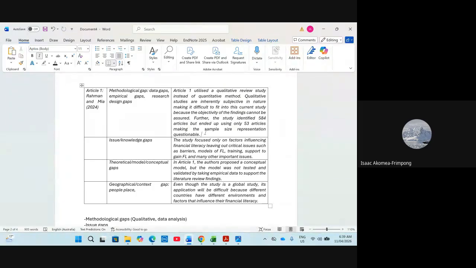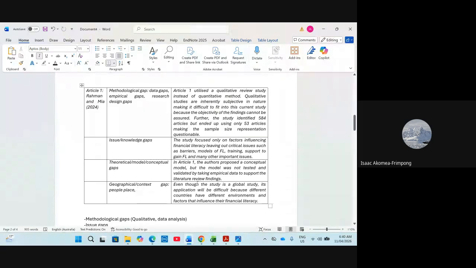Find fault with it. Another issue I saw with the paper is that in this article, the authors proposed a conceptual model, but the model was not tested and validated. Even though they have presented a conceptual or theoretical model in the paper, there's no test. So I don't know whether the model is good or not, or whether it was okay for them to put it in there or not. So it's another issue.